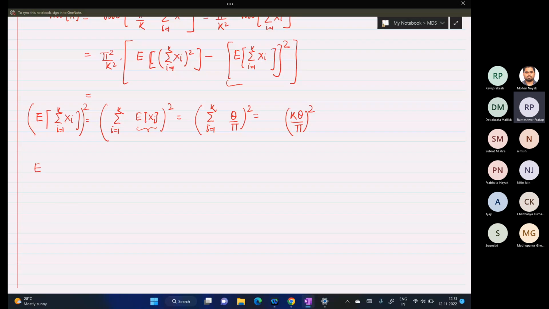So this is our second term. This is the first term. Okay, so now let's try to calculate the first term, which is sigma Xi from 1 to K whole square.